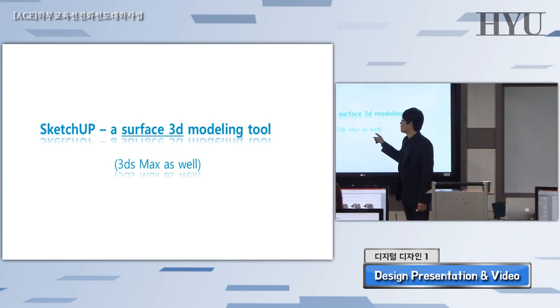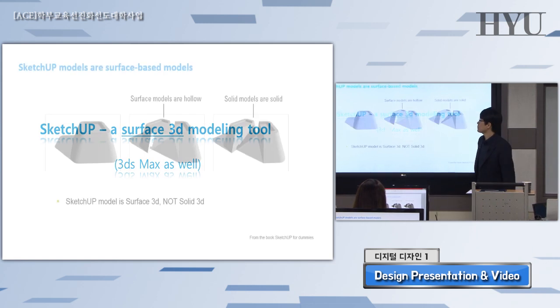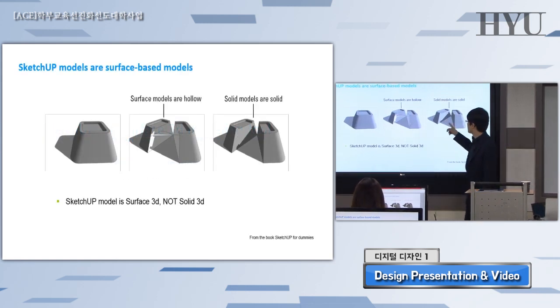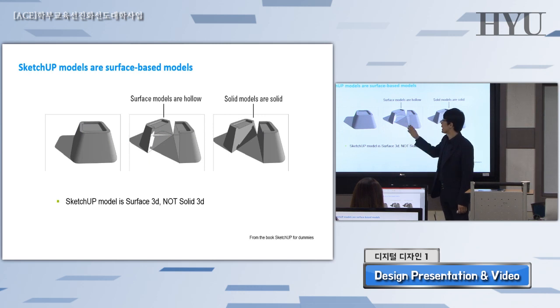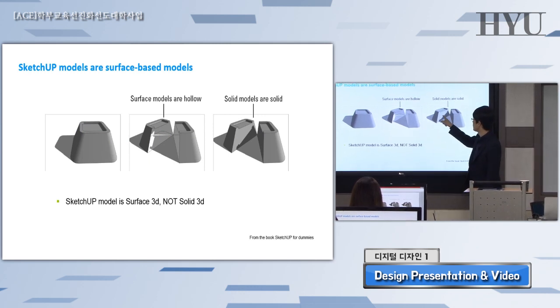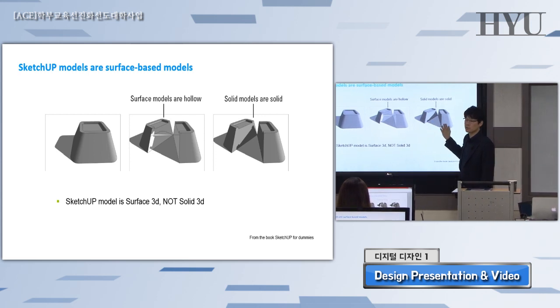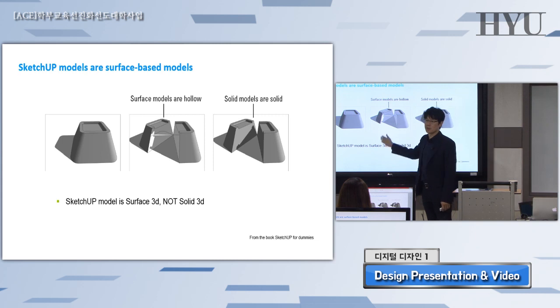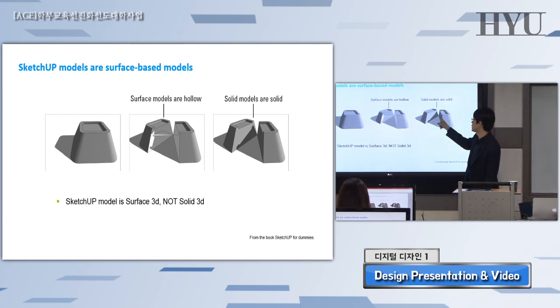3D Max as well, surface 3D model, okay? This is a surface model. This is a solid model. But in actual applications, such as 3D Max or SketchUp, when you cut it this way, sometimes you may find there are some solid-looking objects, but actually they are not solid. 3D Max or SketchUp automatically generates a new face when you slice it. Sometimes not, okay? That is why sometimes this one is hollow inside or sometimes it looks like solid. But anyway, they are all surface-based models.